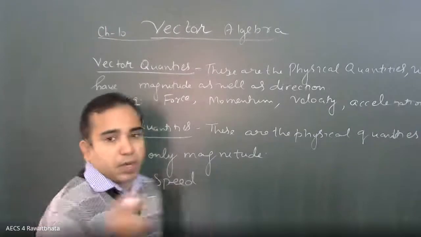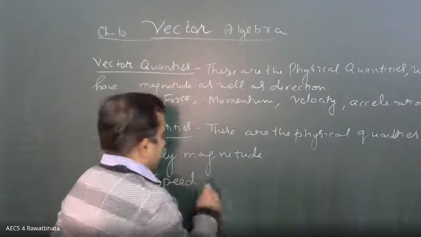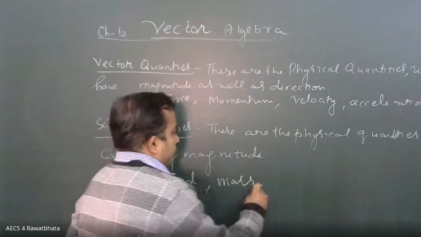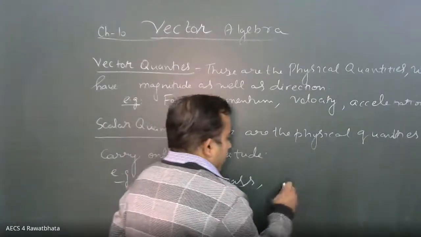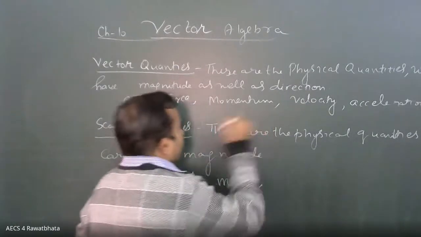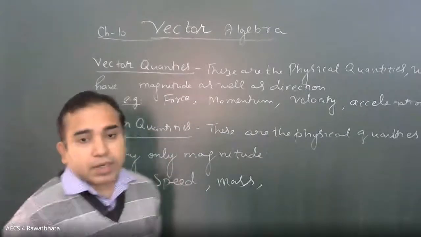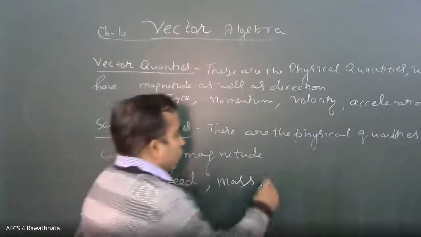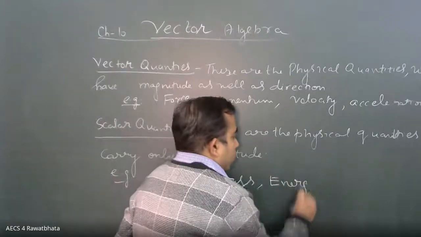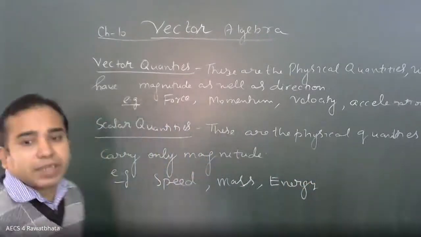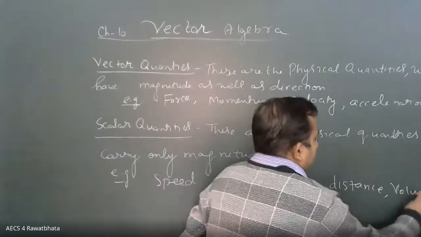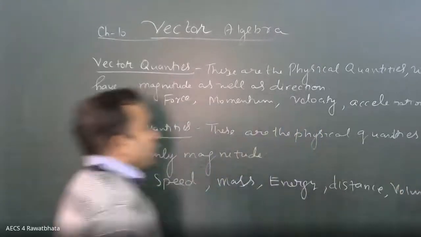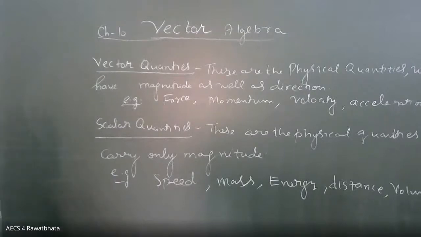Speed means only the number, the measure. Mass, yes, Neha. What else? Volume. Amplitude or magnitude of force, if you find it, is a scalar quantity, or energy, right? And what else? Distance, volume, density, these all. And many others you can search for examples.